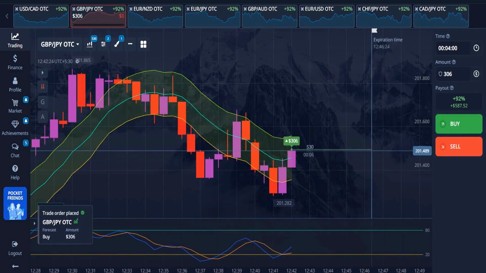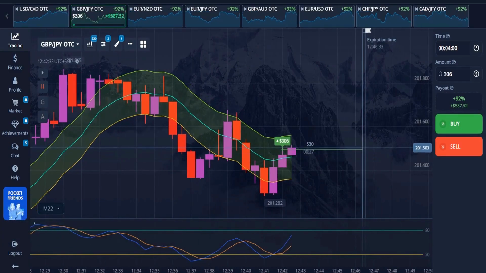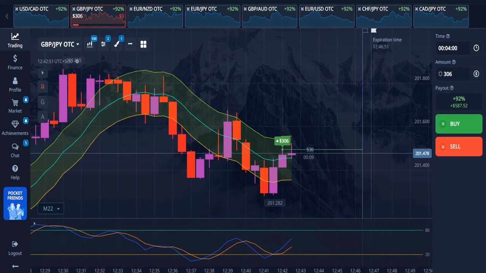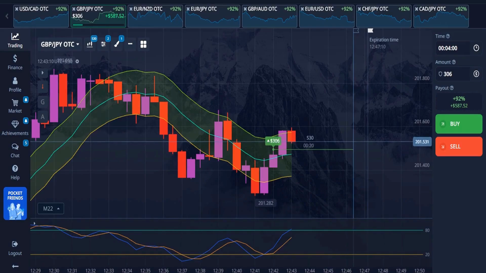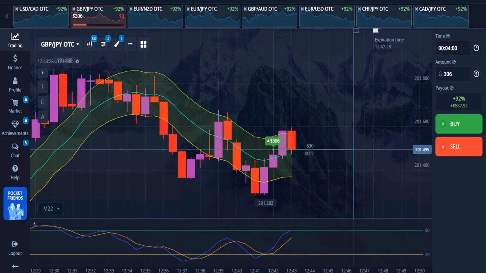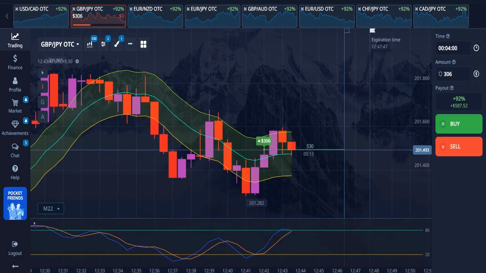Now here, I've taken another buy trade. Let me show you exactly what I saw. First, notice how the price dropped down and touched the lower line of the envelopes channel. That's our first sign that the market may bounce back up.